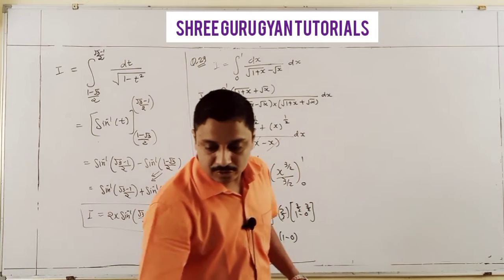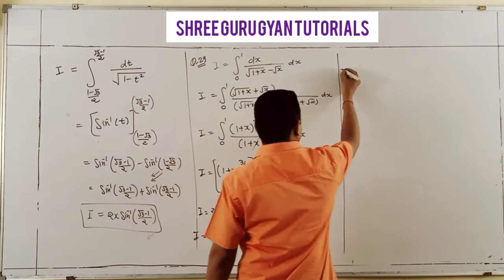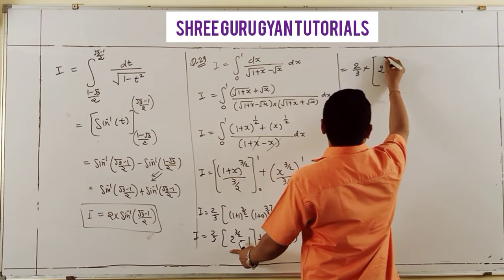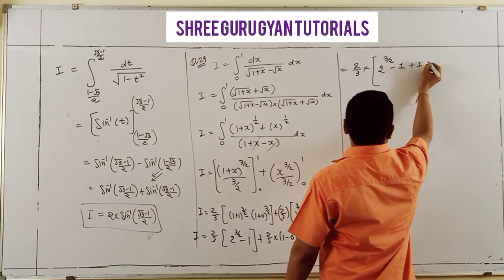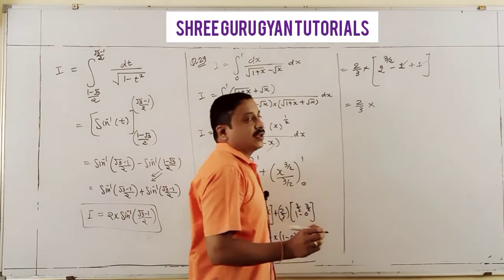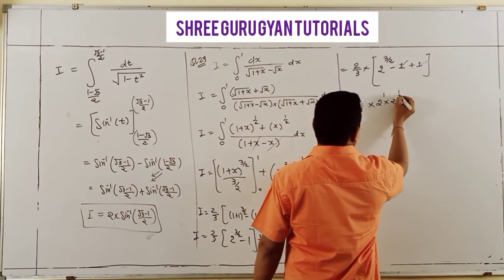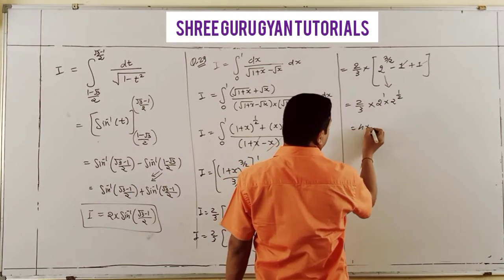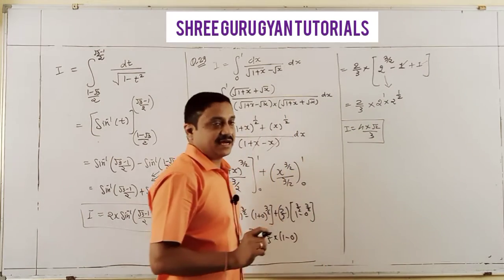So your solution is 2 by 3, as it is common. So what you get is 2 raised to 3 by 2 minus 1 and here plus 1. It should be cancelled. So 2 by 3 and 2 raised to 3 by 2, students, I write down 2 raised to 1, but 2 raised to half is this one. So indirectly, 4 root 2 by 3 is my final answer.